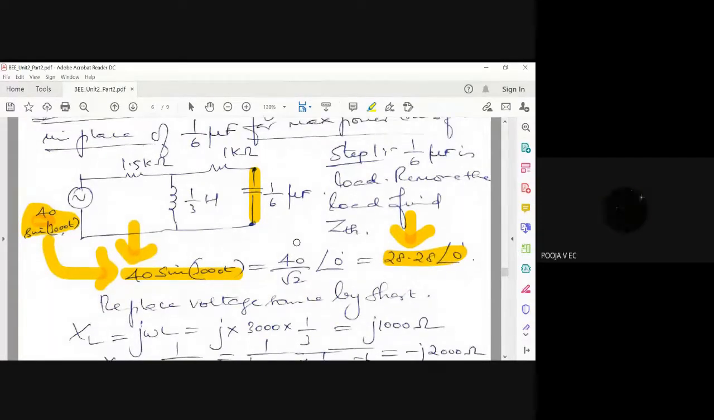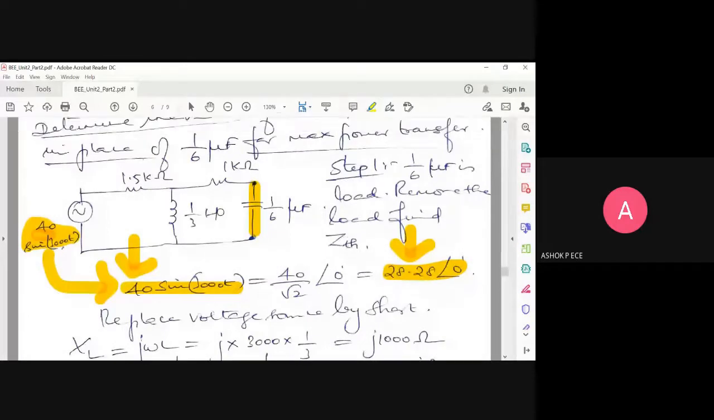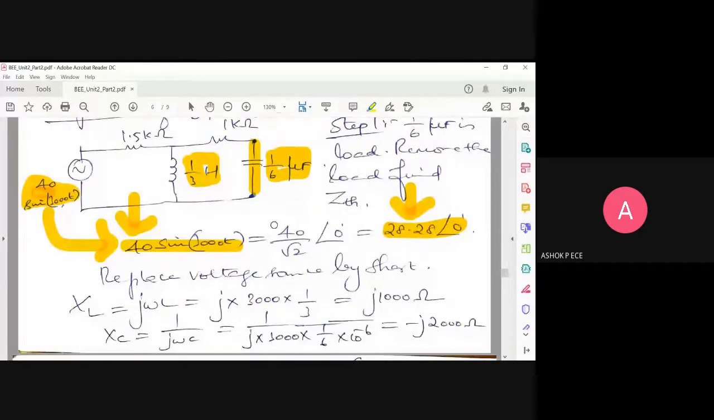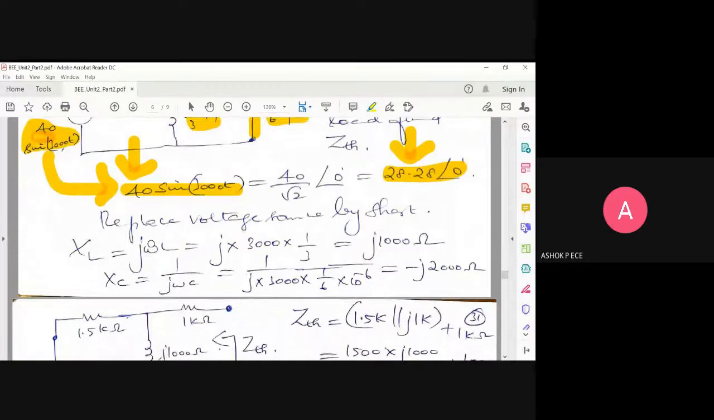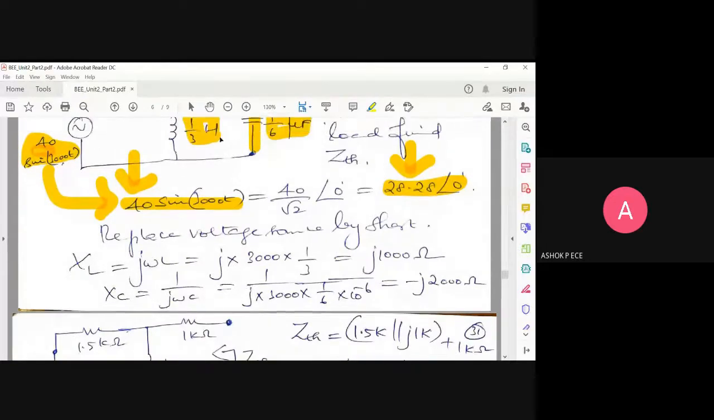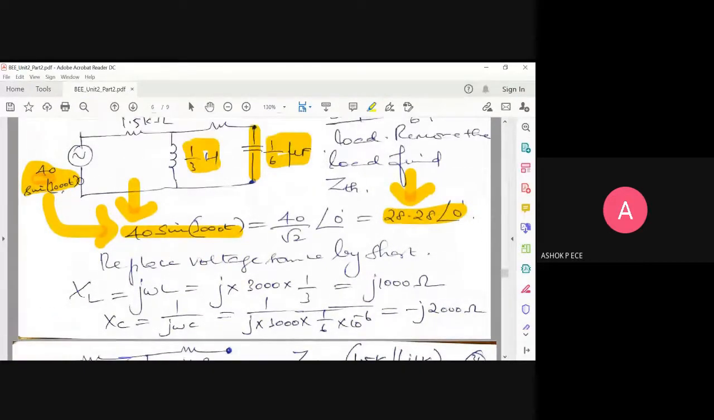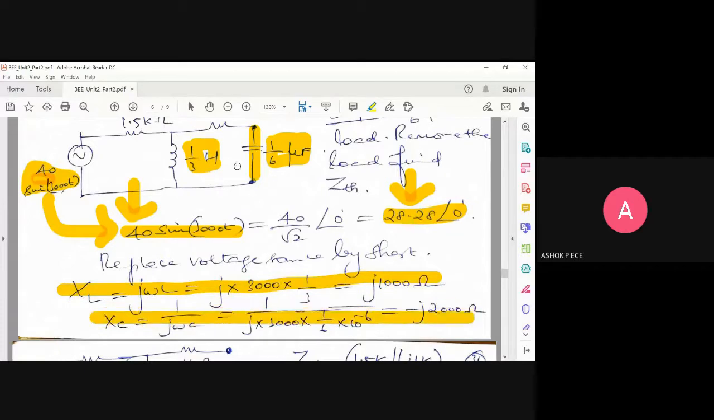And one more thing: in this problem, usually the inductor reactance is given, but here the inductor value is given and the capacitor value is given. So you have to find the reactance of the inductor and capacitor first before you do the problem. See here, you know the formula: XL equals j omega L. L is 1/3, and omega, from 40 sin omega t, is 3000. The first step is to find the reactance of the inductor and capacitor. If you directly use 1/3 and 1/6, the answer is wrong.